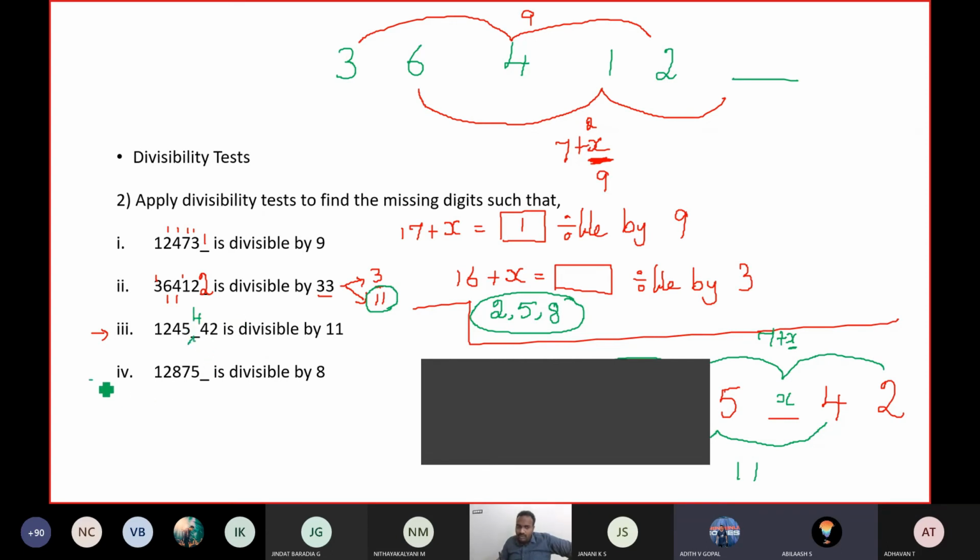Very good. What about the fourth question? They have told me the number 12875_ is divisible by 8. We know that the divisibility rule of 8 is the last 3 digits should be divisible by 8. So what are the last 3 digits? 75 and something. So the last digit is missing. Which number in the range of 750 to 759 is divisible by 8?